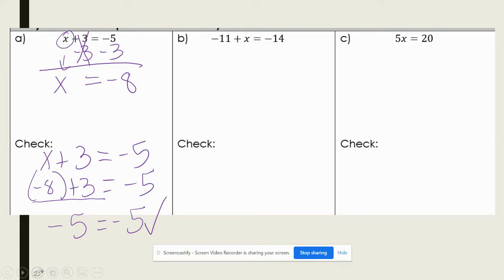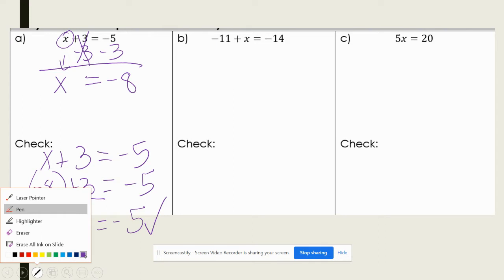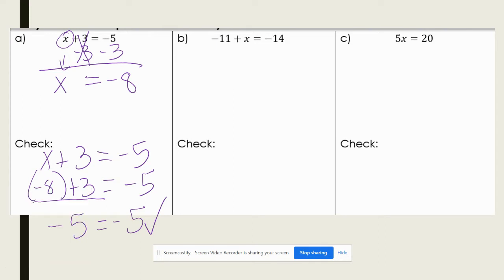Letter B. We don't have any parentheses. We don't have any like terms on the same side. The only thing we need to do to get rid of the 11 right here is to move the 11. Now we know that this says plus x, but in front of the 11 is a negative. We always want to do opposite. So the opposite of a negative 11 is a positive 11. That means we're adding 11 to each side. Negative 11 plus 11 is 0. So we're left with x.